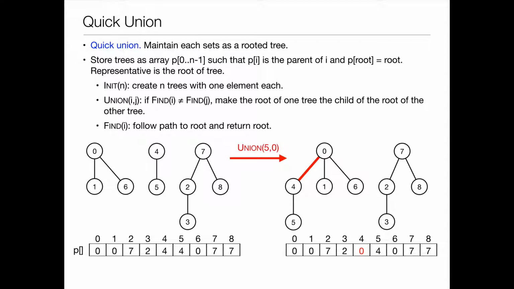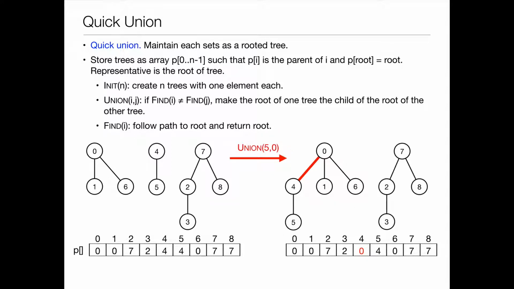Okay, so how do we implement the operations? To implement init, we simply create n trees, each consisting of a single element, which are then all roots. To implement union, we first check if the input elements are from the same set by checking if they have the same representative. If they are not from the same set, we make the root of one tree the child of the root of the other tree.